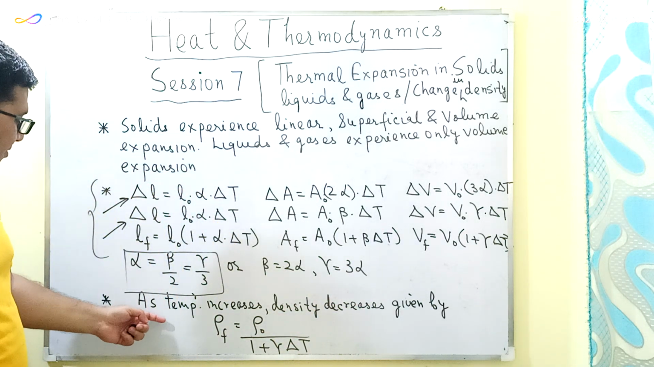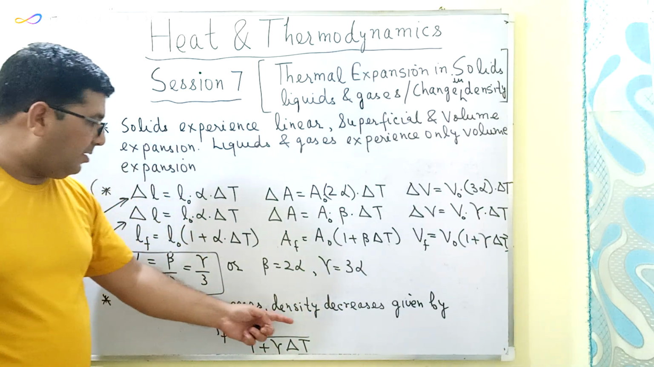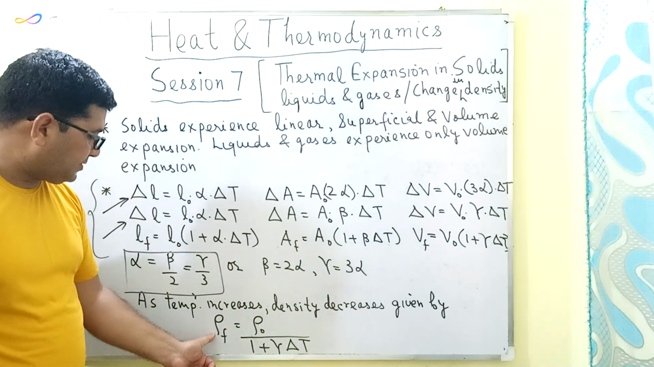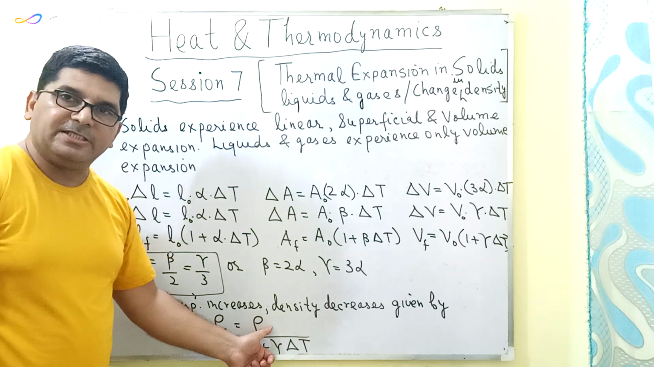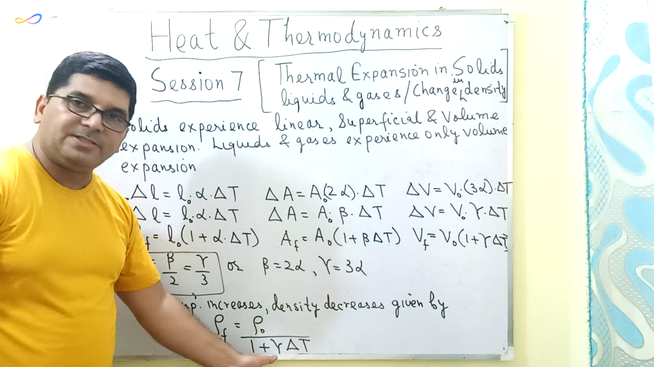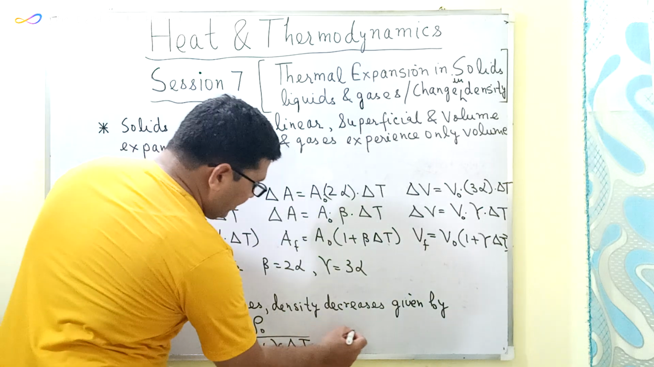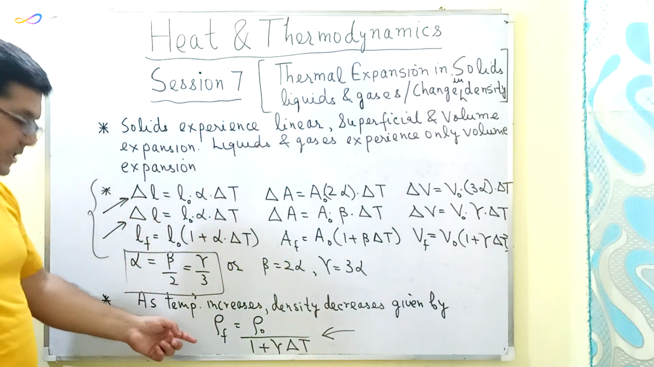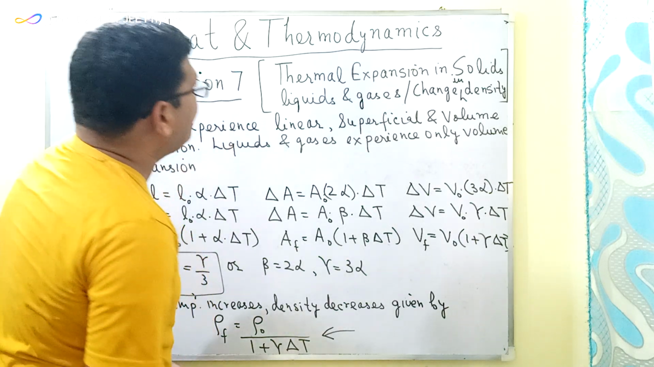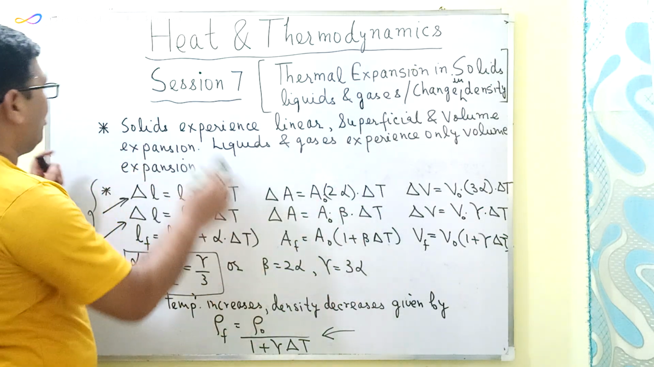Now, we also know that when the temperature increases, the density decreases, and this decrease in the density can be given by this formula: rho is the density, and the final density is equal to the initial density divided by 1 plus gamma delta T, where delta T is the change in the temperature and gamma is the coefficient of volume expansion. This is also a very, very important formula and needs to be remembered all the time. So this was a short description of the thermal expansion of solids, liquids and gases, and some of the important formulas which need to be remembered by all of you.